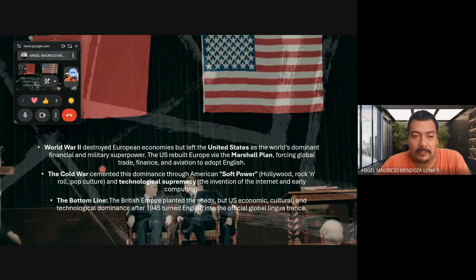That's the first element. That's the second element. The Cold War cemented the dominance through American soft power, Hollywood, rock and roll, pop culture, and technological supremacy. The invention of the internet and early computing. And finally, the bottom line: the British Empire planted the seeds, but the US economic, cultural, and technological dominance after 1945 turned English into the official global lingua franca.